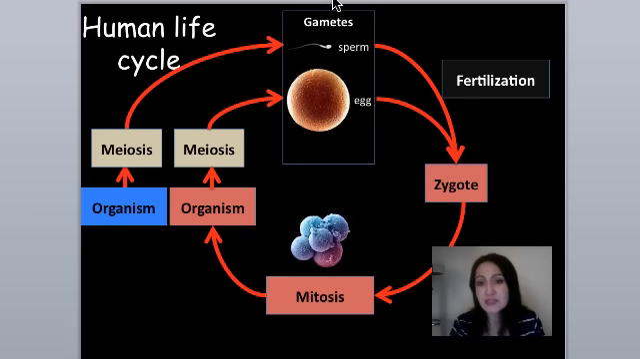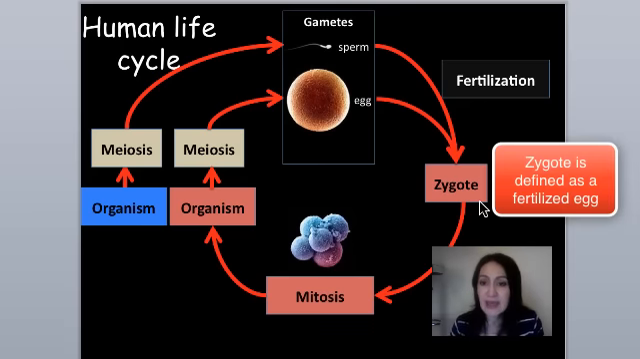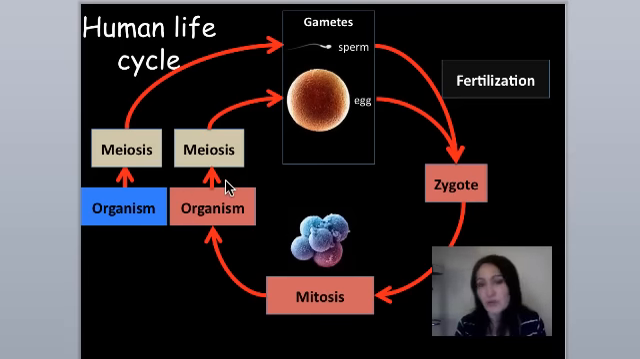These are also called gametes, which are sex cells, and they will fertilize and produce a zygote. A zygote is a fertilized egg. And through the process of mitosis, this zygote will grow and become an organism who will eventually reach sexual maturity at one stage, and this whole cycle repeats itself.